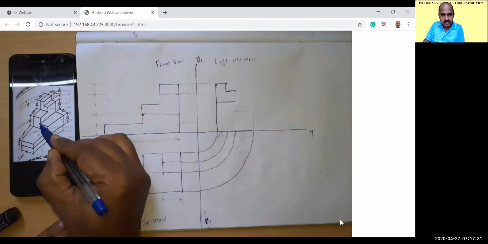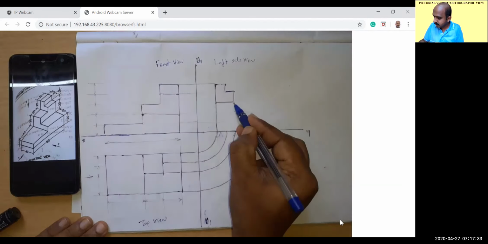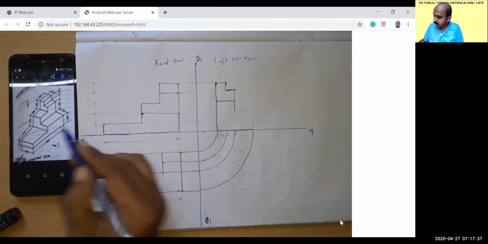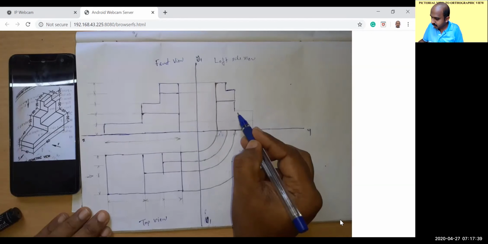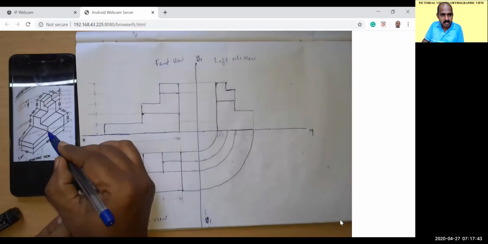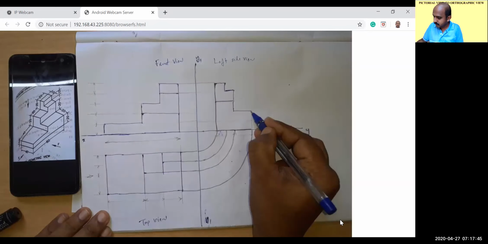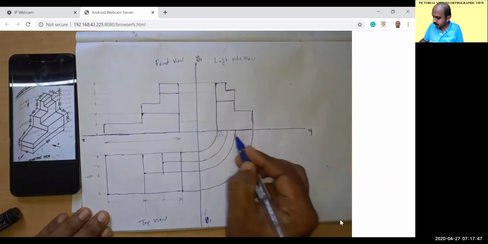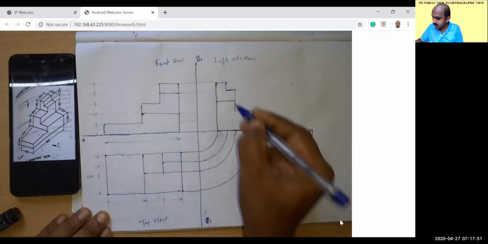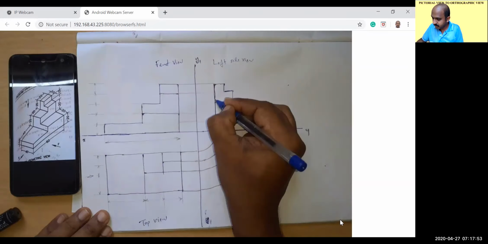Now this step height. Okay. Now this width. Okay. That you will represent here. Okay. Then this width, this height plus this height, this total height. This is the side view, left side view. So this is your left side view.